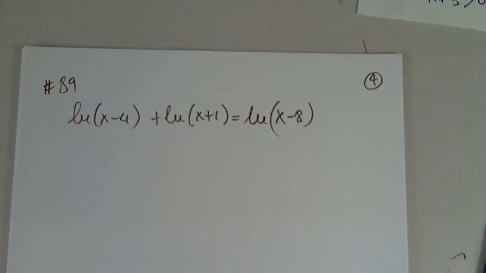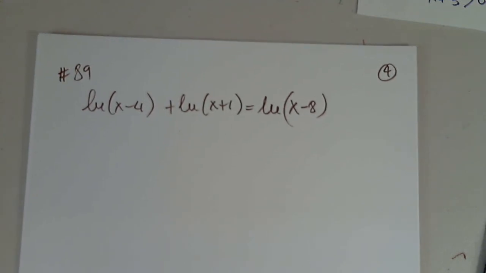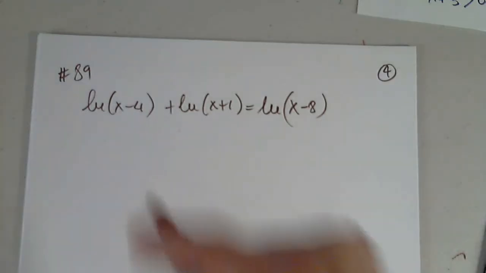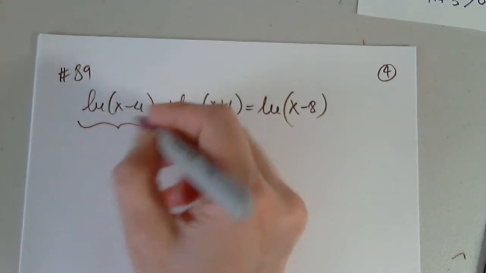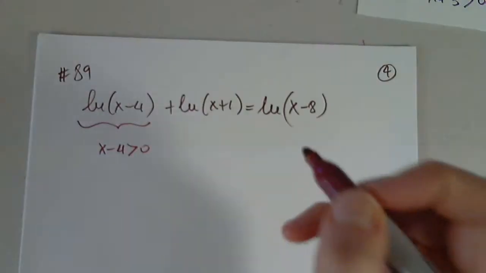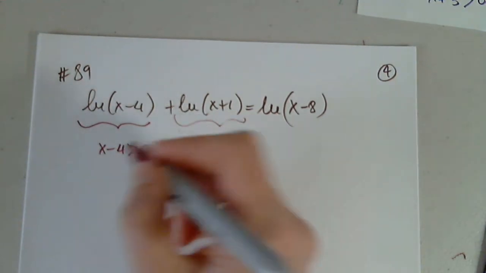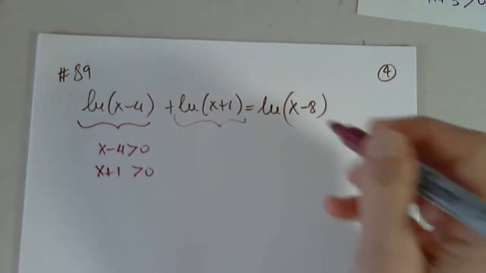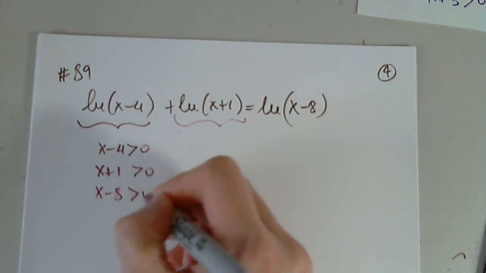Condense, don't touch anything if you prefer my method. We have to state the domain on the raw equation. Don't condense, don't touch it. So the condition for this is x minus 4 positive. The restriction for this is x plus 1 positive. And of course for that, x minus 8 positive.